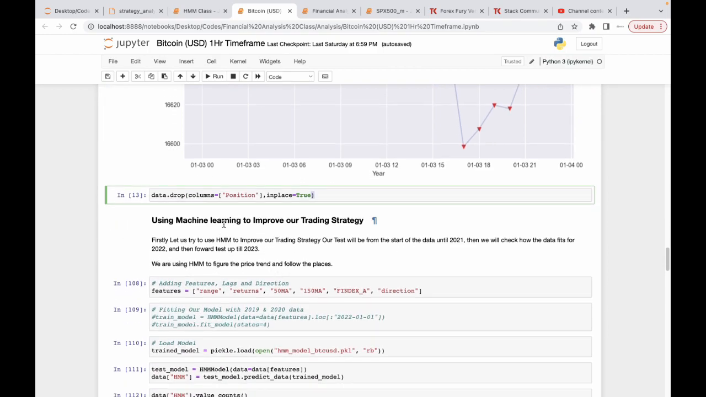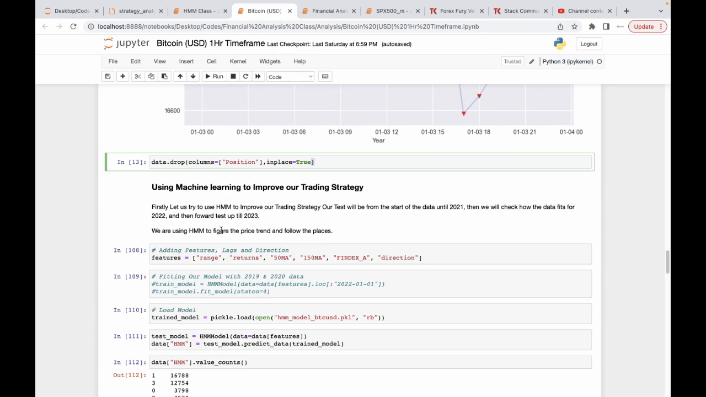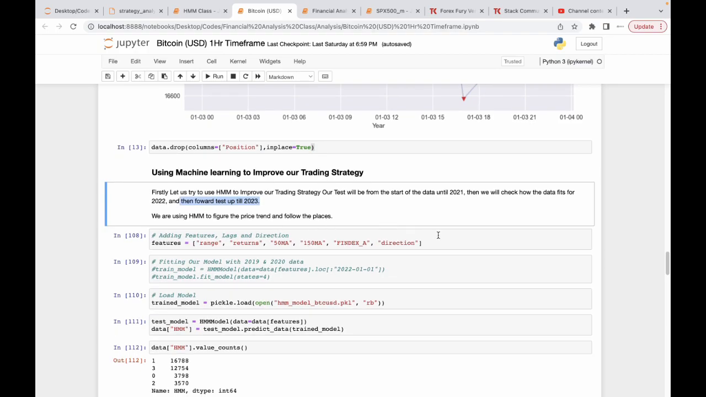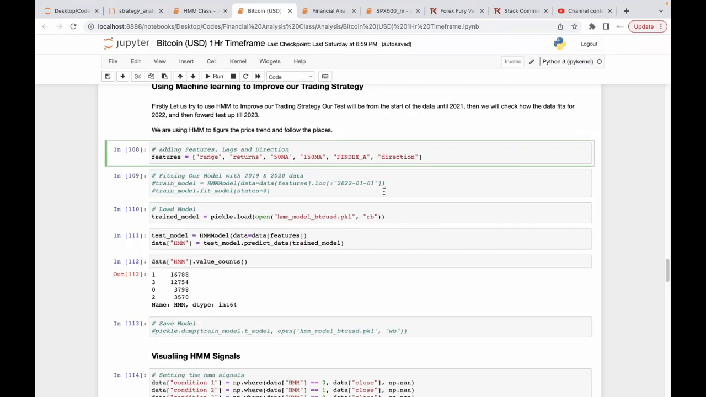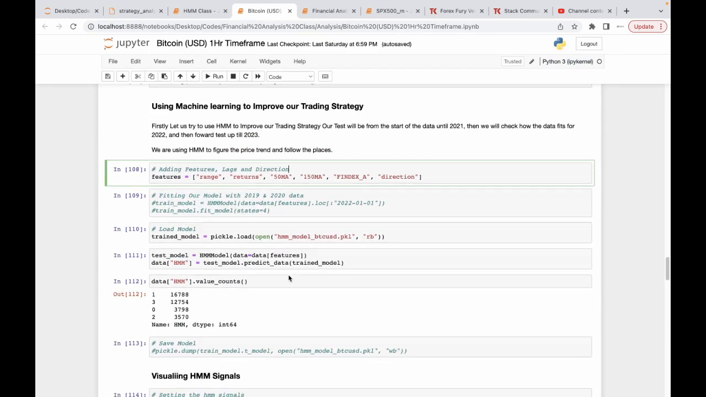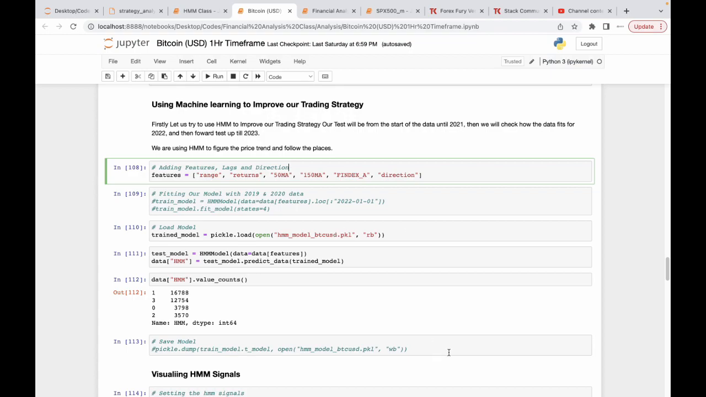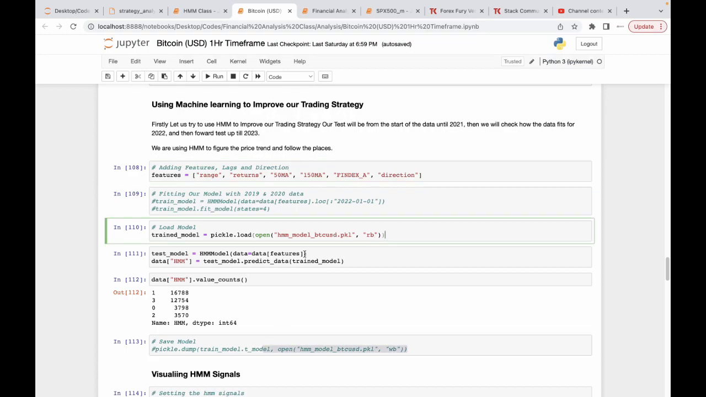So the machine learning is an HMM, and we are trying to use the HMM to improve the trading strategy here. Basically we are backtesting, fitting data up to 2022, and then we are forward testing up to 2023. You can see we added the features here, and then we trained the model here. I commented this out because I don't want to retrain the model every time I run the code. So I just trained the model and saved the model here. Now I just have to load the model and reuse it.